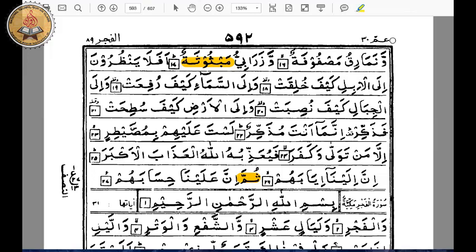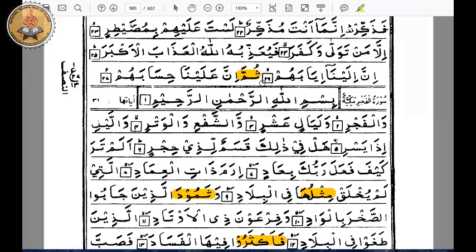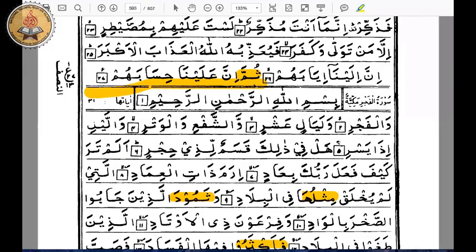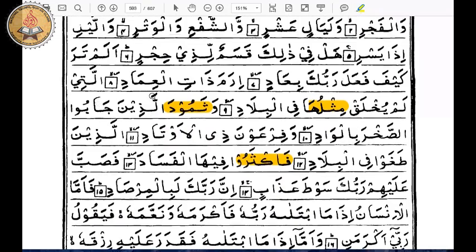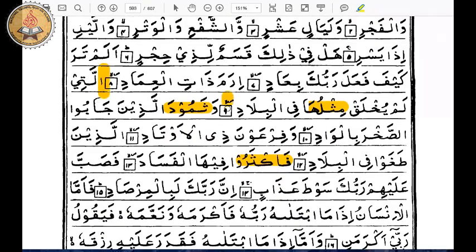Could you please read this verse over here for me? Starting with Bismillah. أعوذ بالله من الشيطان الرجيم بسم الله الرحمن الرحيم ثم إن علينا حسابهم. Excellent, very good. And if you can read from here up until here.